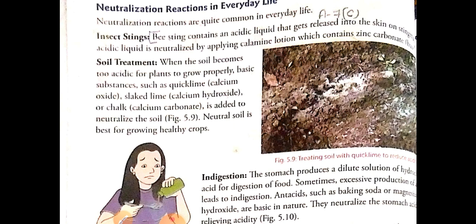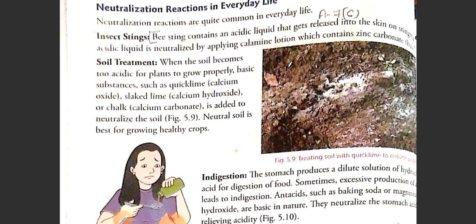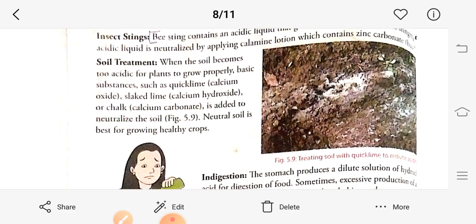When the soil becomes too acidic for plants to grow properly, how does the soil become acidic? Due to the rainfall, due to acid rain, and due to the applying of fertilizers, the soil generally becomes acidic in nature.